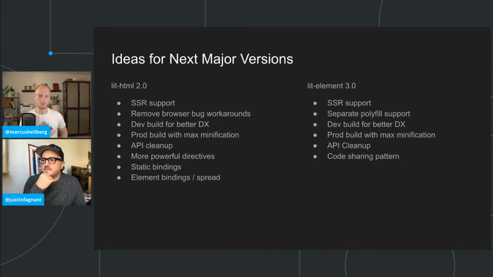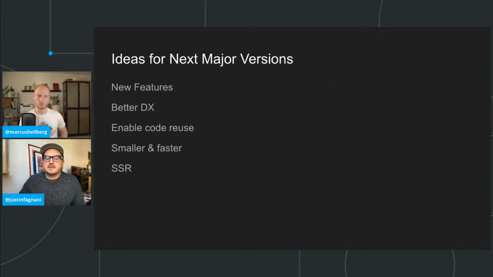But there was a bunch of stuff around cleaning up the API. Directives were a little difficult to write. People wanted directives that could clean up subscriptions and stuff. And people wanted spread bindings and a bunch of features like that. But for us, SSR was a primary thing. And we started looking at all these requests and grouping them and trying to see if we could add these or if they would require breaking changes.